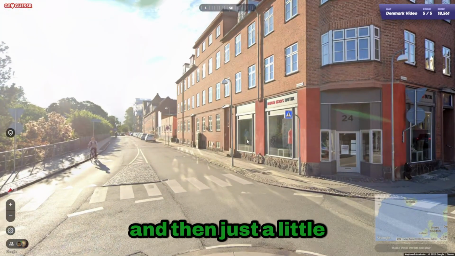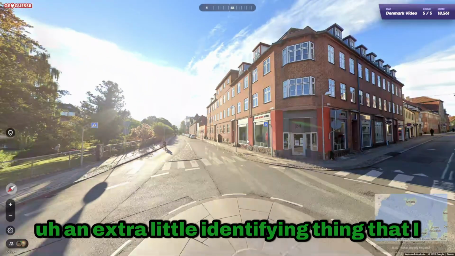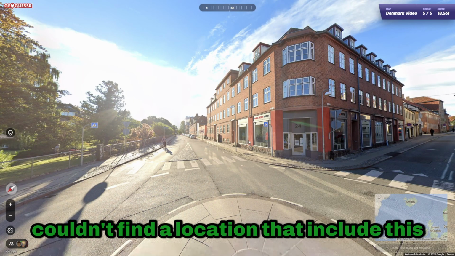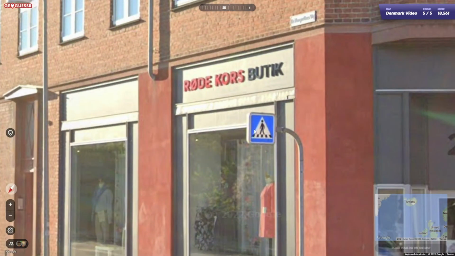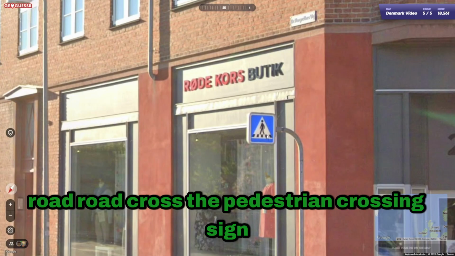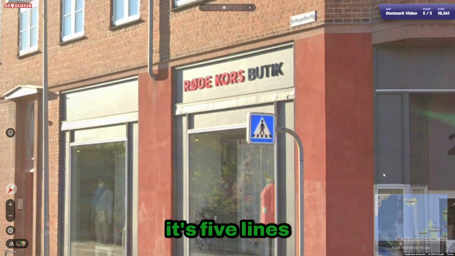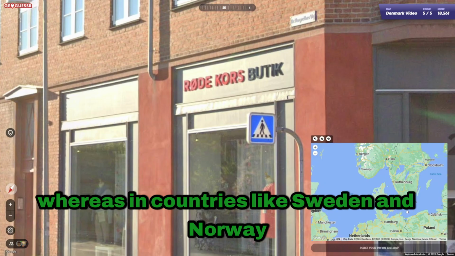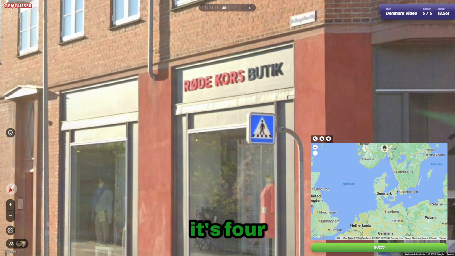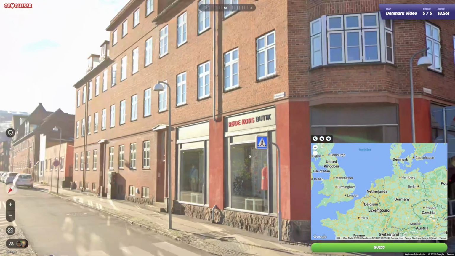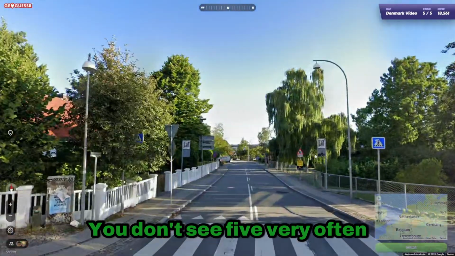Okay, and then just an extra little identifying thing that I couldn't find a location to include with the other ones is the road crossing, the pedestrian crossing sign. It's 5 lines, whereas in countries like Sweden and Norway, it's 4, and you don't see 5 very often.